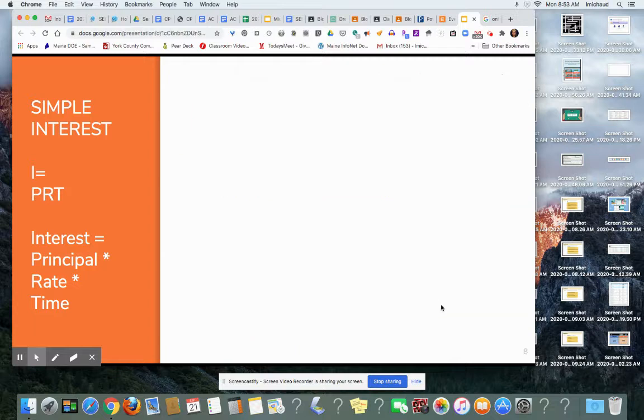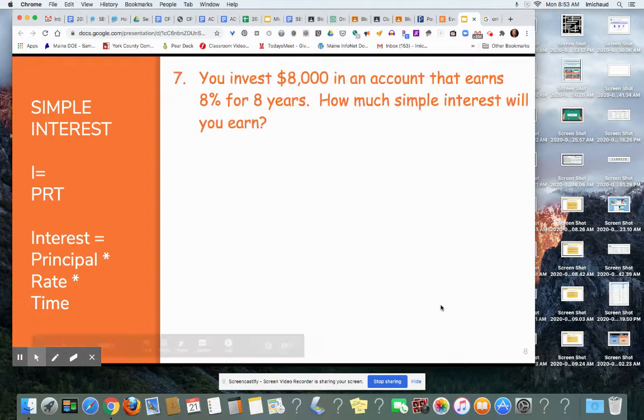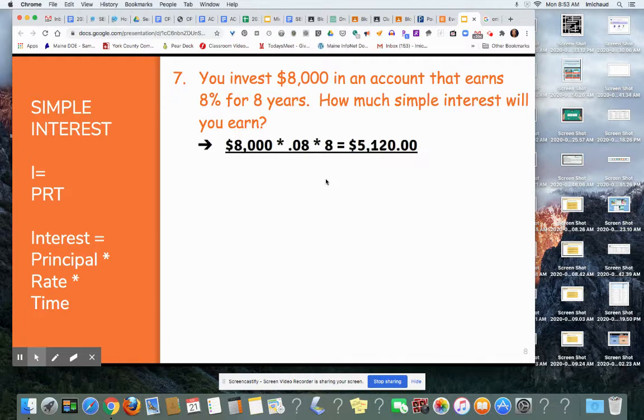Okay, let's move on to number 7. You invest $8,000 in an account that earns 8% for 8 years. How much simple interest will you earn? Remember, I is equal to PRT, the principal times the rate times the time. So it's 8,000 times 0.08 times 8 is 5,120.